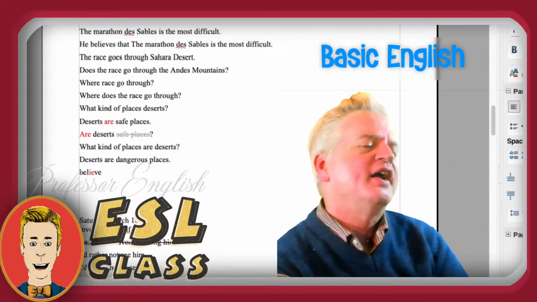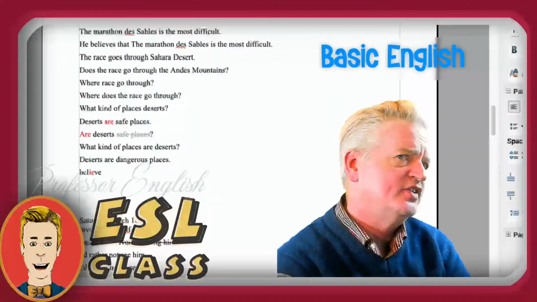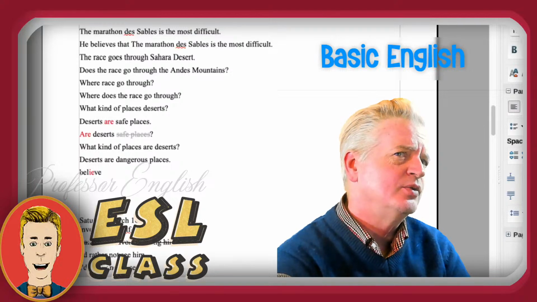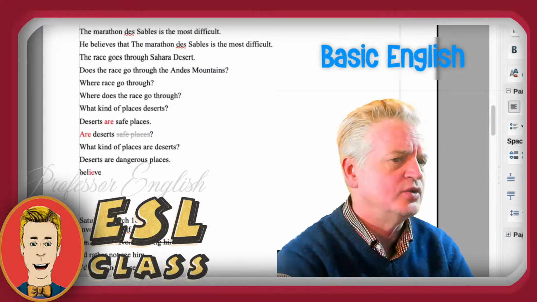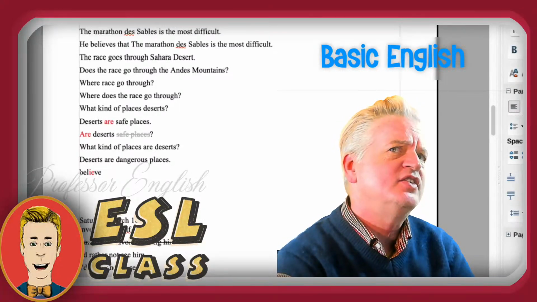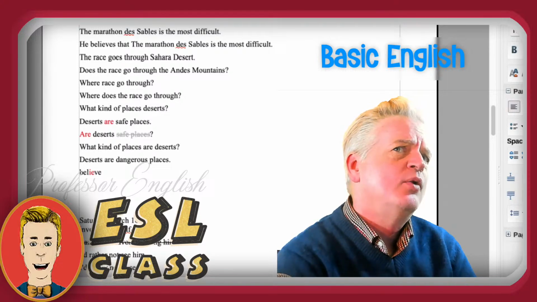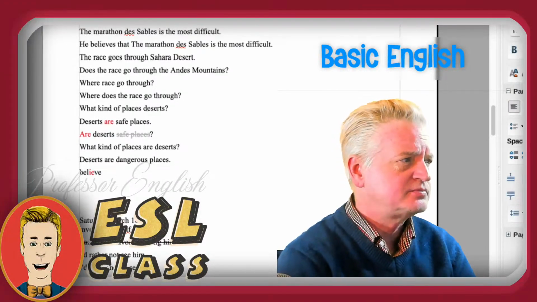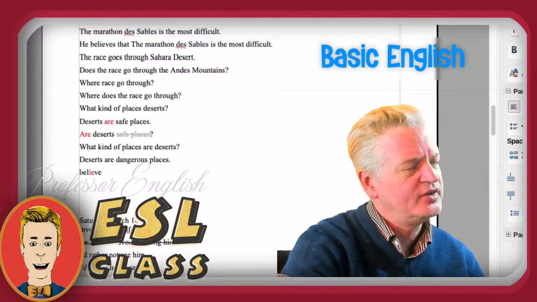Make a "what kind of place" question with deserts. How would you make a question with that idea? What kind of place? What kind of places are deserts?